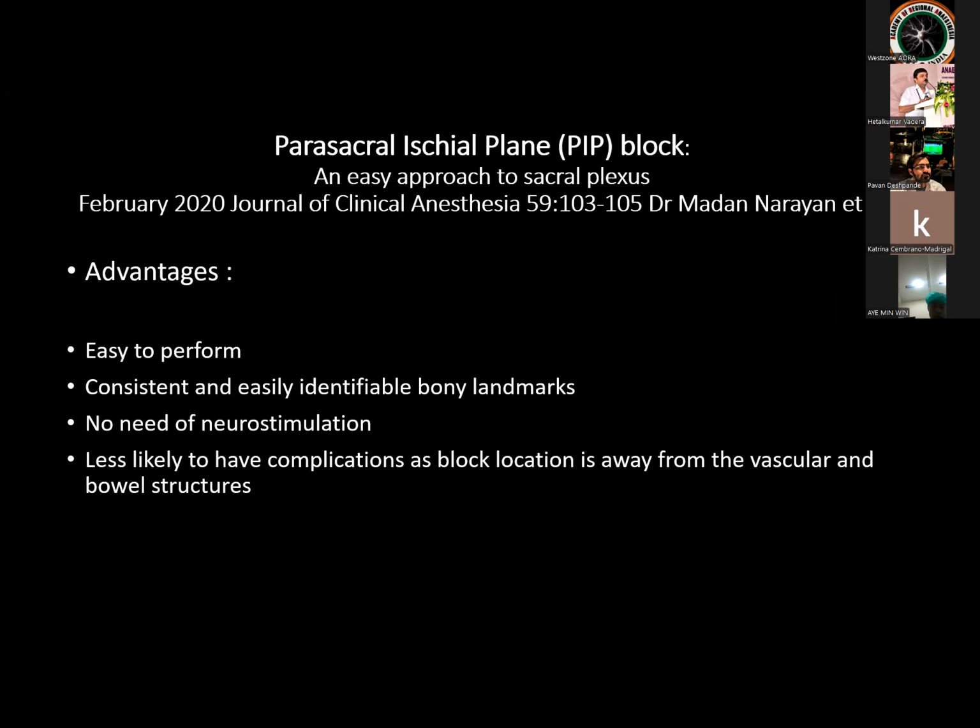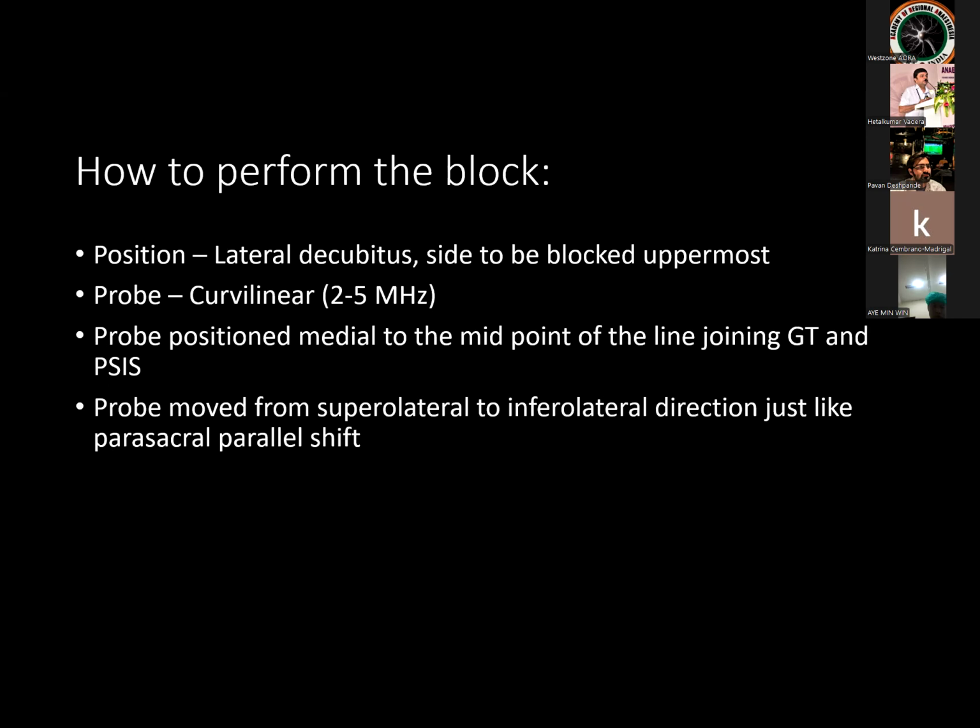Now the third block is the parasacral ischial plane block, which is a fascial plane block. It was described by Dr. Madan Narayan sir in February 2020. The advantage this block gives is that it is easy to perform and consistent, and easily identifiable bony landmarks are there. No need for neurostimulation. Less likely to have complications as the block location is away from the vascular and bowel structures.